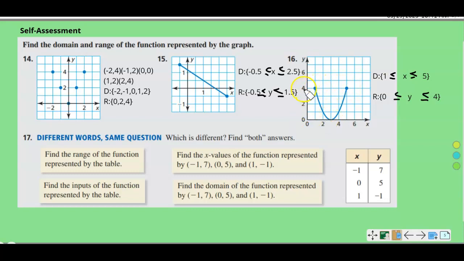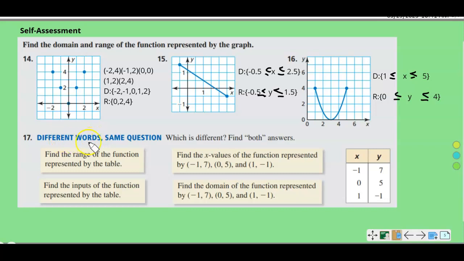4 is the highest point where you see a y value. So your range is 0 to 4. Your range is all your y's between 0 and 4. All right, so hopefully you got those correct. If not, we will continue to practice some.